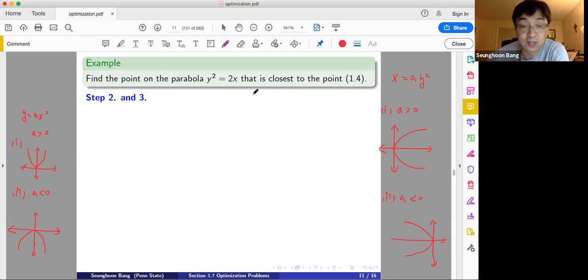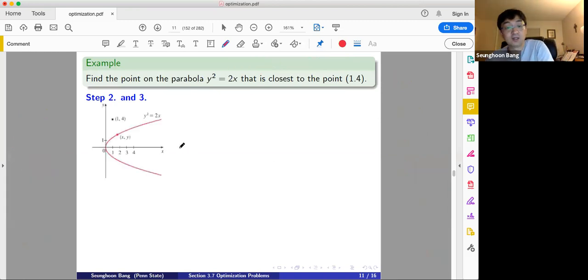But here, what's that? It's the same as x equals 1 over 2 times y squared. The 1 over 2 is a. A is positive here, so it opens to the right. The graph looks like this, open to the right. You choose (1, 4).